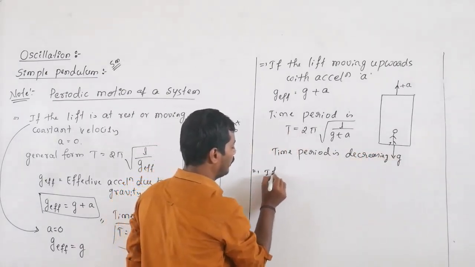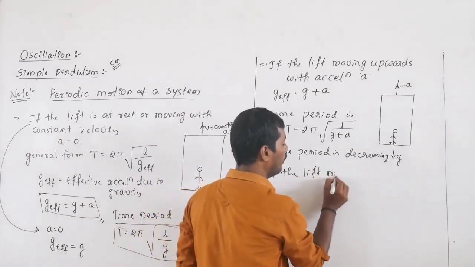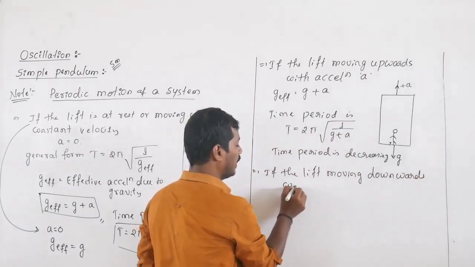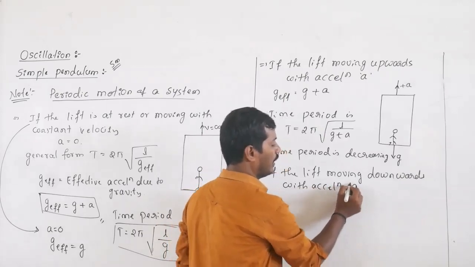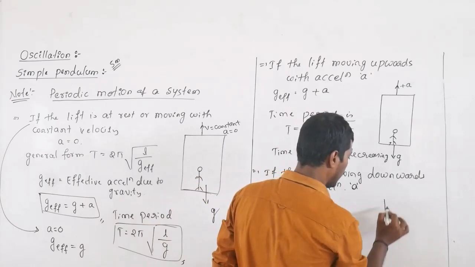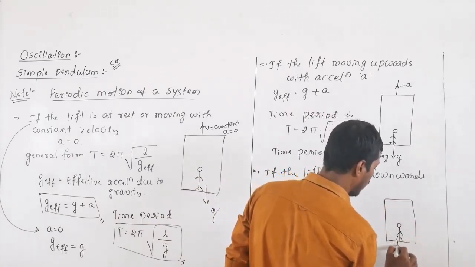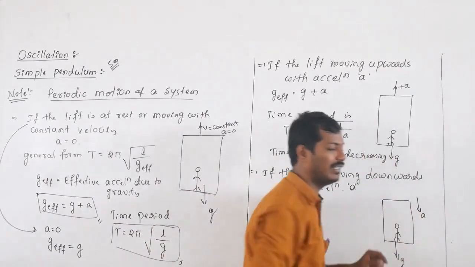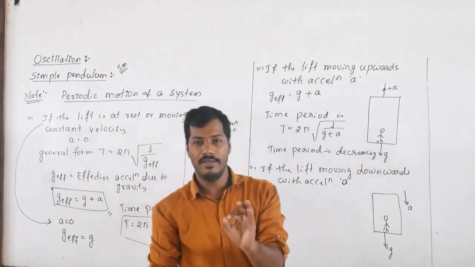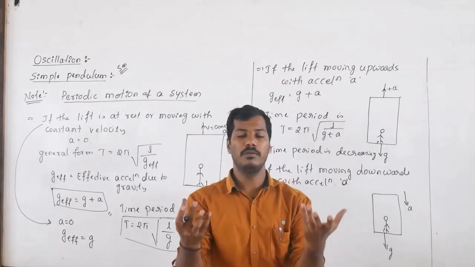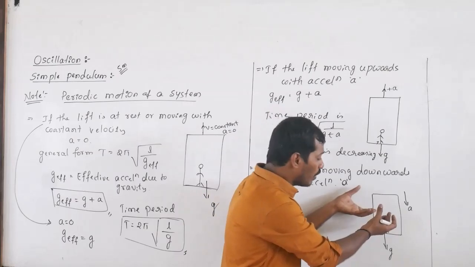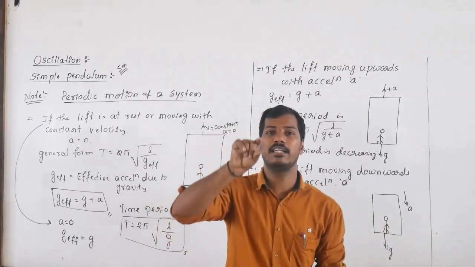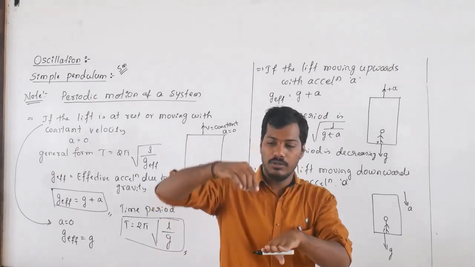The next condition is if the lift is moving downwards with acceleration a. The man is standing in the lift, and gravity is always acting downwards. If we let the lift move freely, there is no necessity of that acceleration. But we have to stop the lift at a certain position, because we are applying certain acceleration.